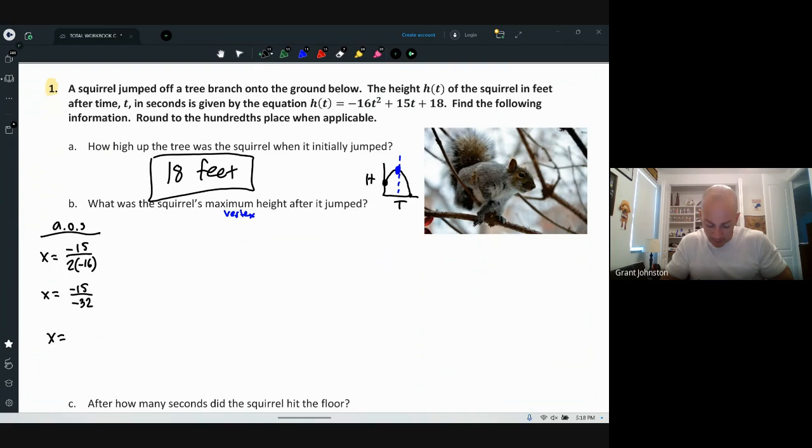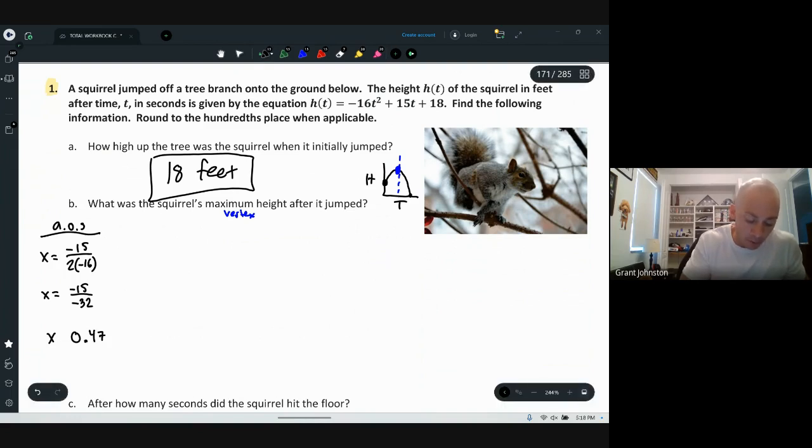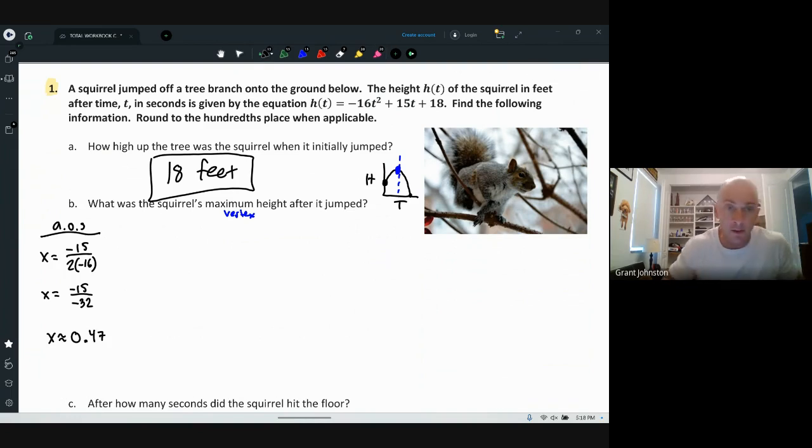Negative 15 divided by negative 32, I got 0. And I'm going to round to the hundredths, kind of like it said here. I'm going to round here, 0.47. So it's about 0.47. So I'm going to draw a little squiggly because it's approximately that. So that's the axis of symmetry. That's the time at which the squirrel reaches max height.